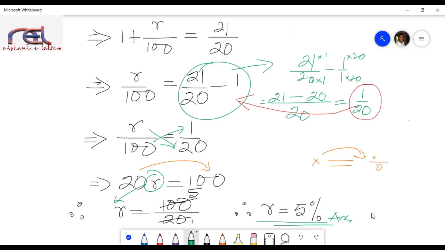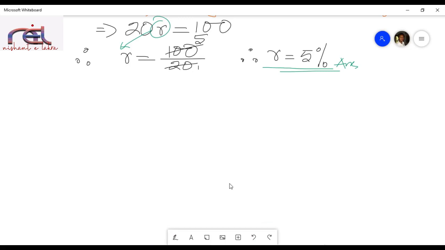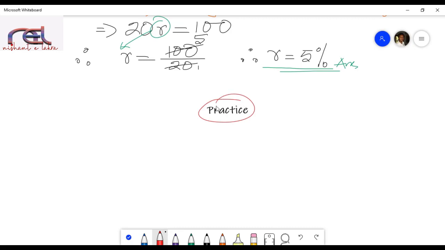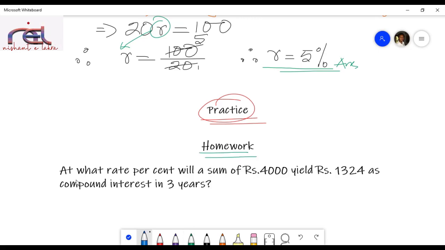You can just go through the video again to understand it better and practice it as many times as you can. And there is a homework here. At what rate percent will a sum of rupees 4,000 yield rupees 1324 as compound interest in 3 years? I hope you can do this by yourself.